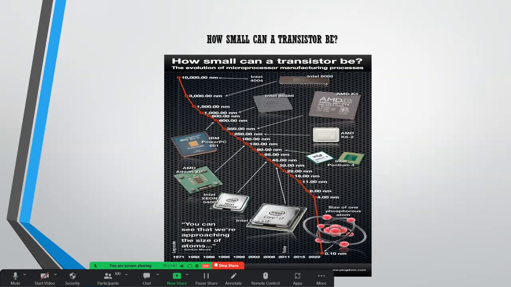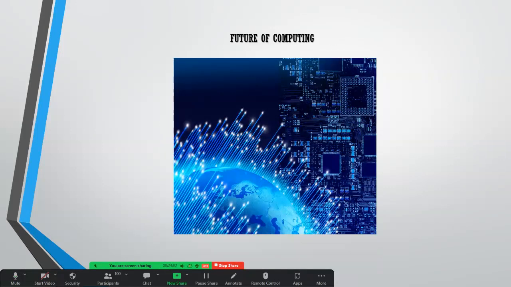So decreasing its size more will lead to the size of a single atom. In that case, transistors can't act as a switch. So now here comes the question: what should we do now, or what is the future of these transistors? So here comes the future of computing. Now, how do we decide the future of computing?